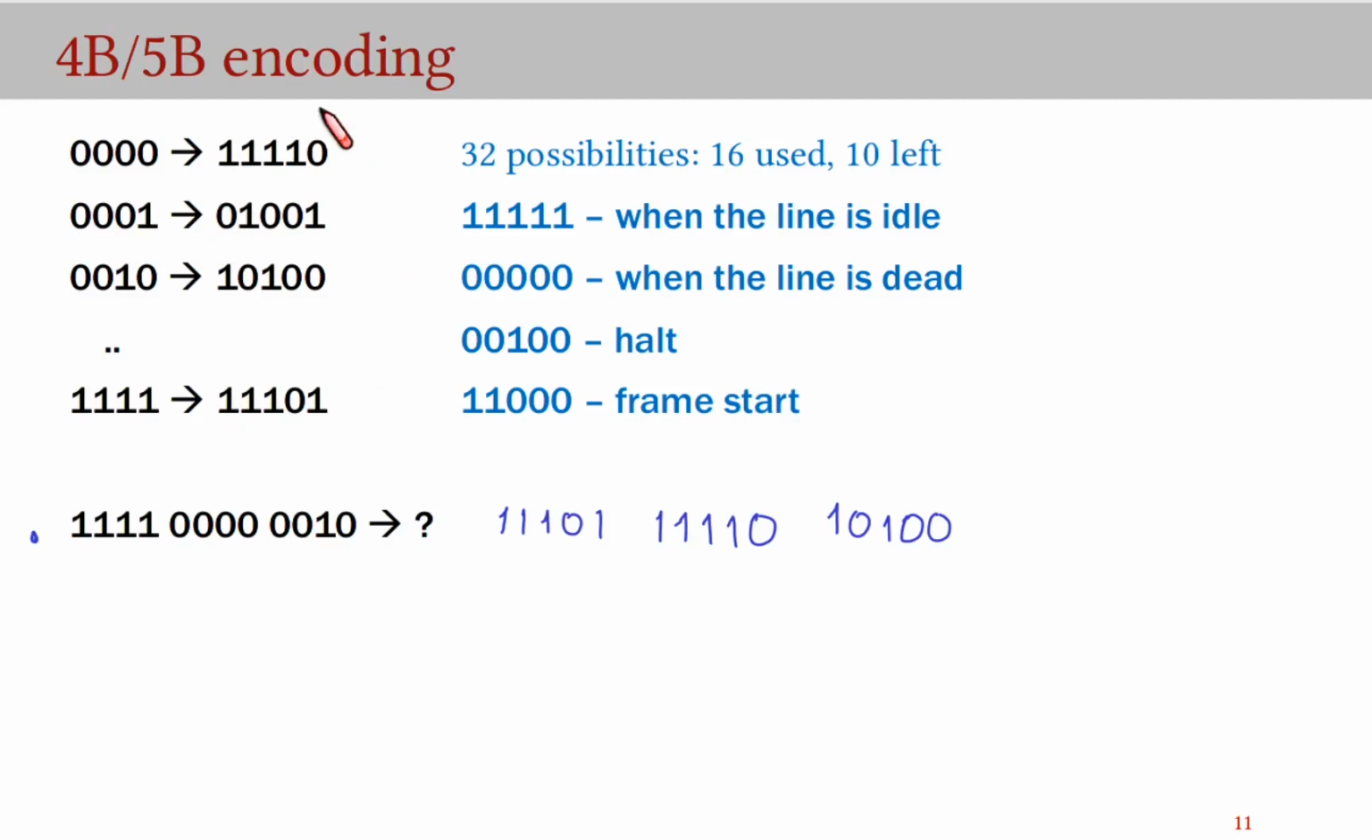Note that for these 32 possible codes, we are using only 16 in encoding our 4-bit data with 4B5B. And so another 16 are left. Out of that, some are used as control messages. Some of those control messages are shown here, like a sequence of ones indicates the line is idle, and a sequence of zeros indicates the line is dead. 00100 indicates halt, and 11 followed by 3 zeros indicates the start of frame.